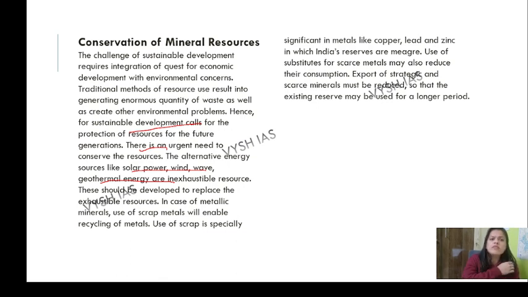What we do is we waste lots of things. We lose much of the metal, which we can reuse. Use of substitutes for scarce metals may also reduce their consumption. So instead of using that, we can move to its substitute. Export of strategic and scarce minerals must be reduced. We have been exporting strategic and scarce material because that comes under our international relationships, under international treaties. There we have to think about that as well.